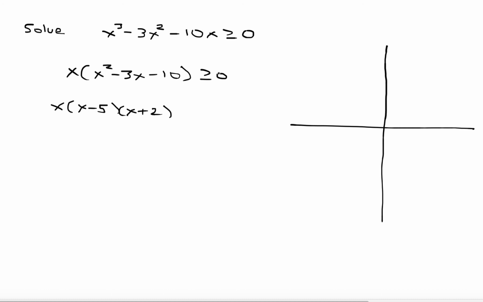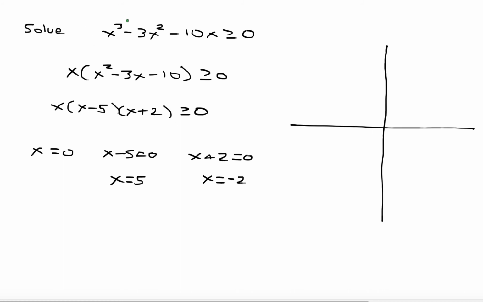Now, technically, we should put this equal to 0, but essentially what we're doing is finding the x-intercepts. We're going to use the graph to answer this inequality. So let's think about this. Where are our x-intercepts? There are going to be 3 of them: one at x equals 0, one at x minus 5 equals 0, and one at x plus 2 equals 0. So we'll solve these. If x minus 5 is equal to 0, then x is equal to 5. If x plus 2 is equal to 0, then x is equal to negative 2.